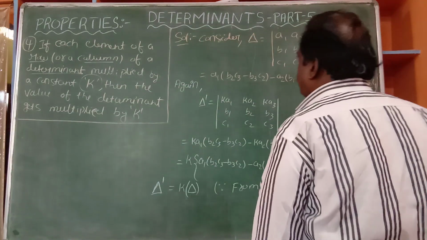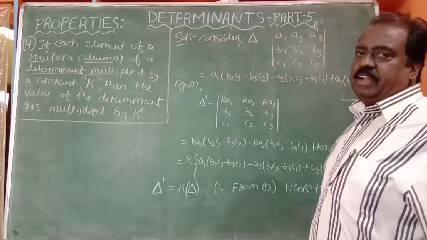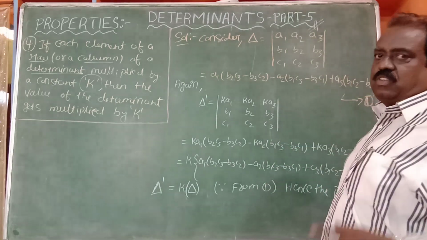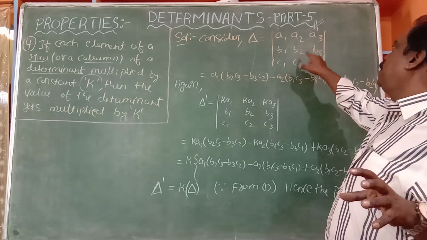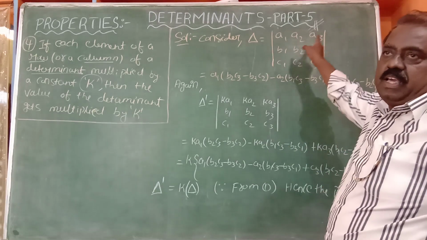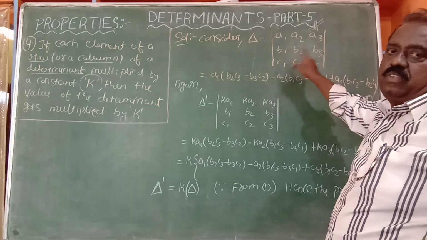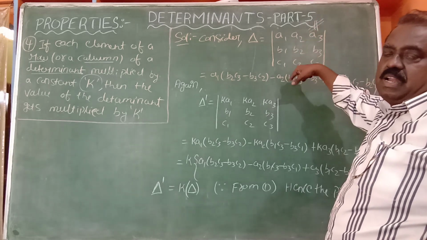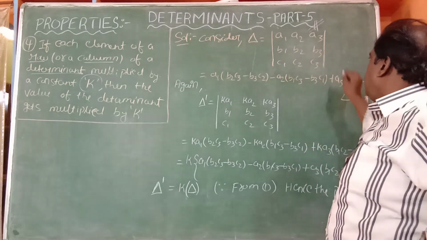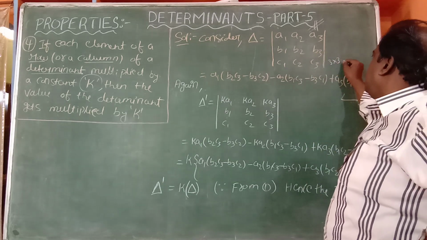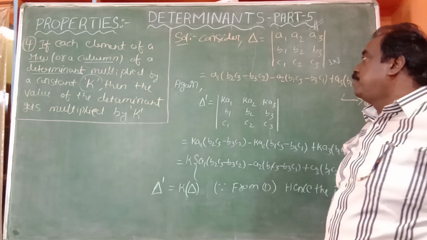Observe it. Consider delta, the notation for determinant, equal to A1, A2, A3, B1, B2, B3, C1, C2, C3. A is related to the first row, B to the second row, C to the third row, and 1 is related to the first column, 2 to the second column, 3 to the third column. This is a 3 by 3 determinant.